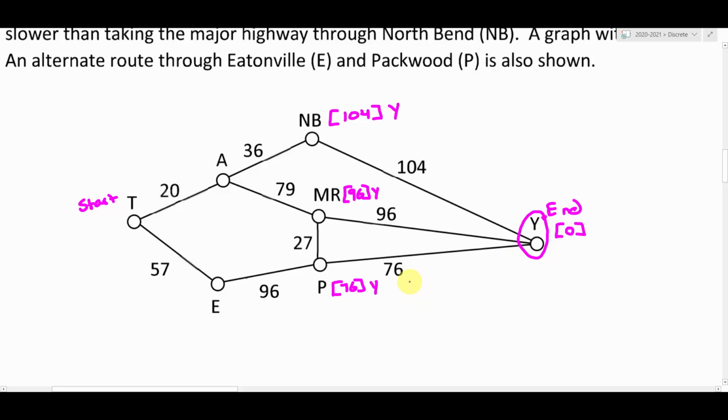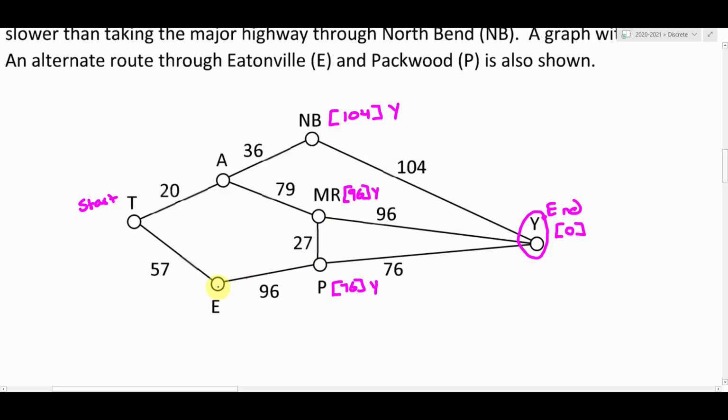Now, step 4 says mark the vertex with the smallest distance as current and repeat step 2. So I'm going to go to these vertices that I have analyzed here, and I'm looking for the shortest one. Right now, the shortest one is 76. It's 76 away from the end. So this is going to be my current vertex. This is where I'm at right now. And I'm going to analyze all the vertices that lead into P.